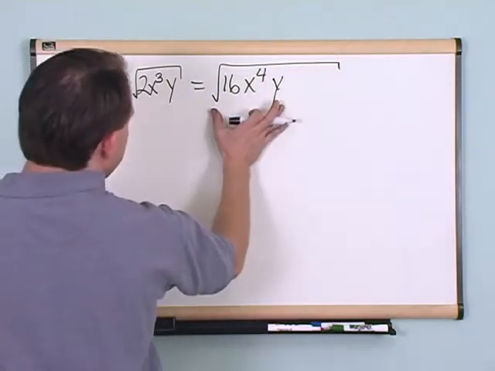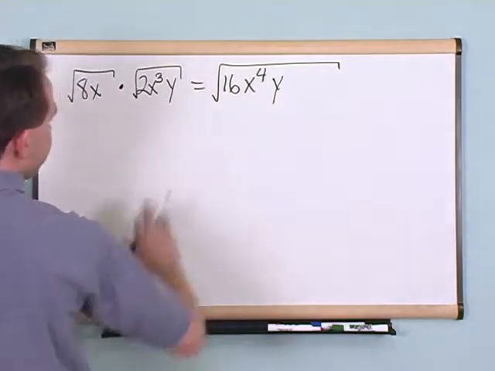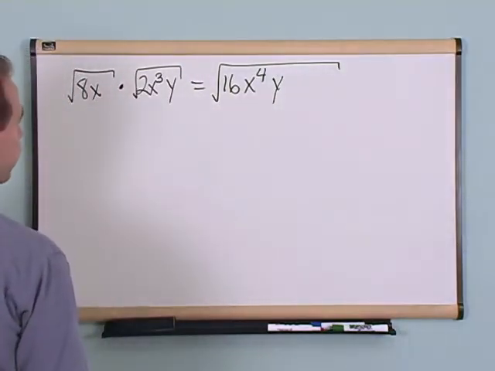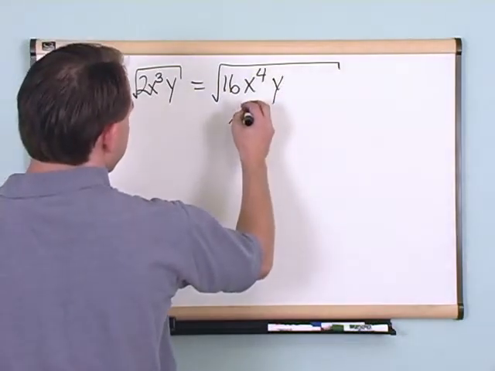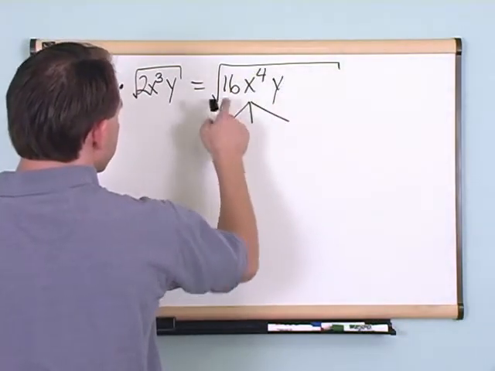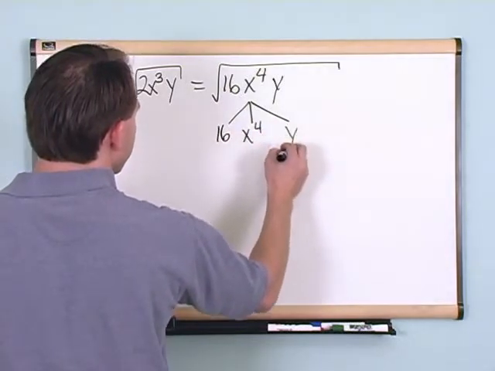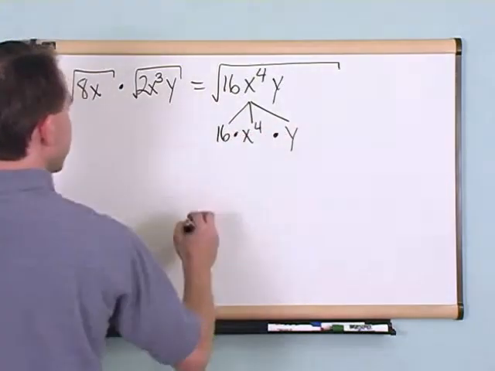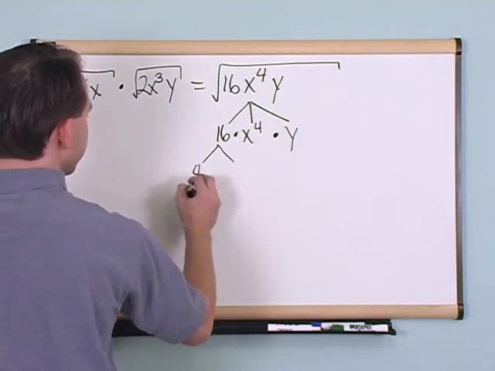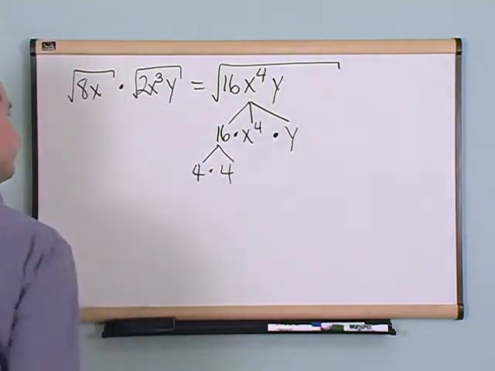So here is really the answer to the problem, but what remains for us to do is to simplify this answer. So let's do that. This is equal to 16 times x to the 4th times y. Okay? 16 is just 4 times 4, right?